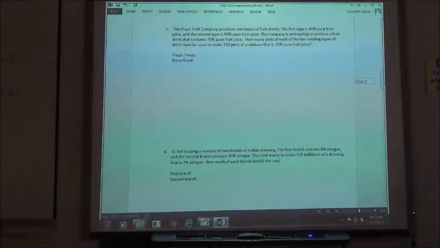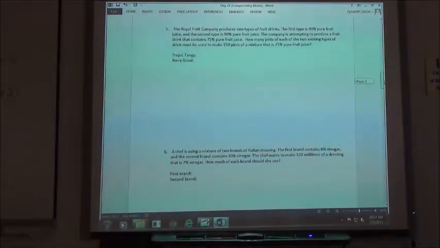So, the Royal Fruit Company produces two types of fruit drinks. The first type is 40% pure fruit juice. The second type is 90% pure fruit juice. The company is attempting to produce a fruit juice that contains 75% pure fruit juice. How many pints of each of the two existing types of drink must be used to make 150 pints of a mixture that is 75% pure fruit juice?